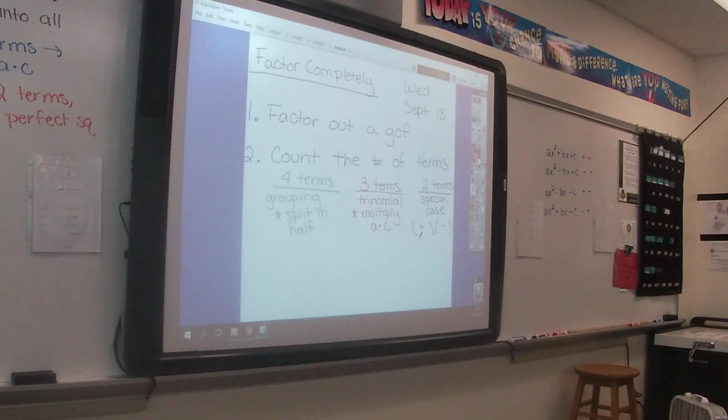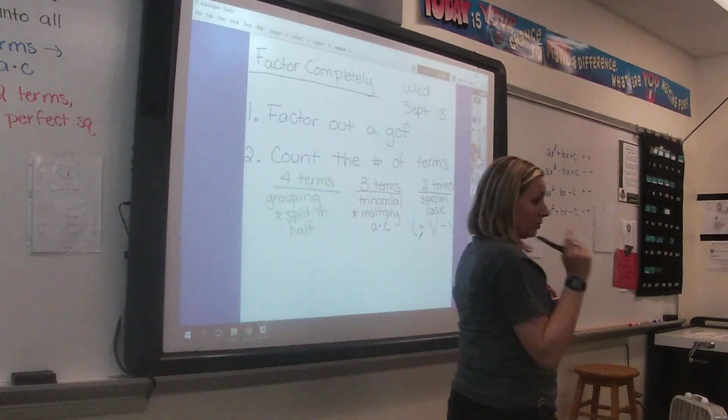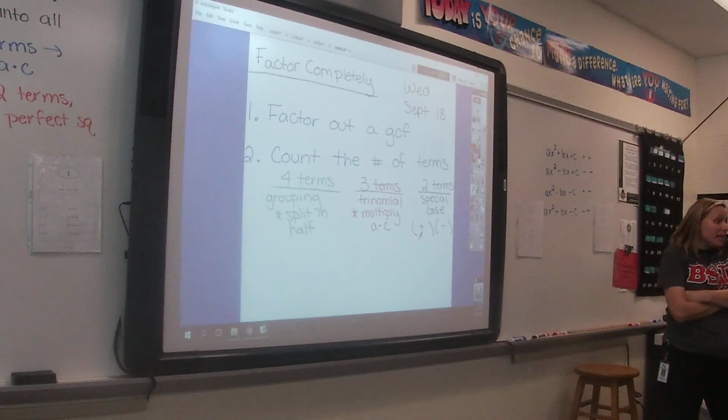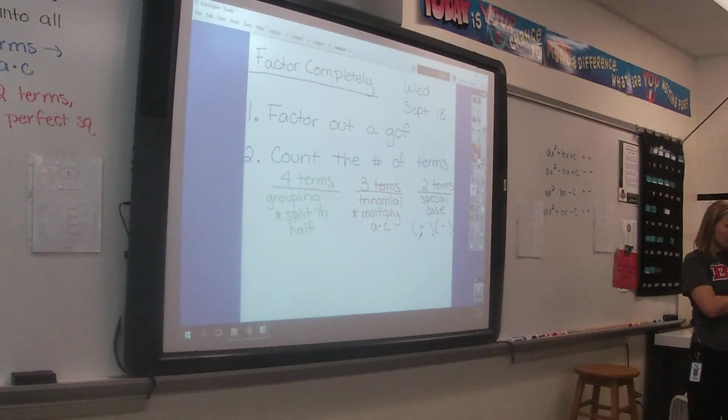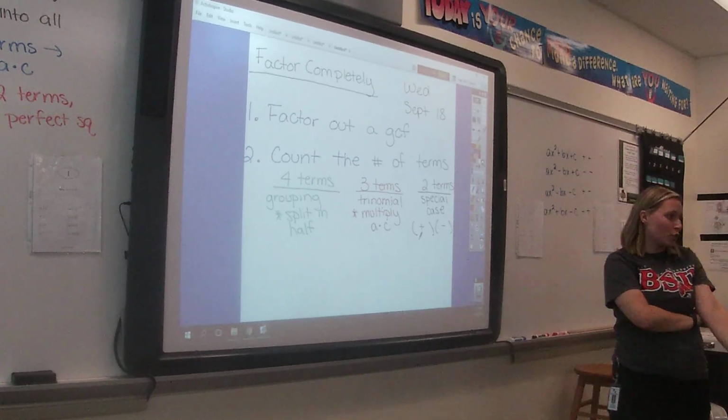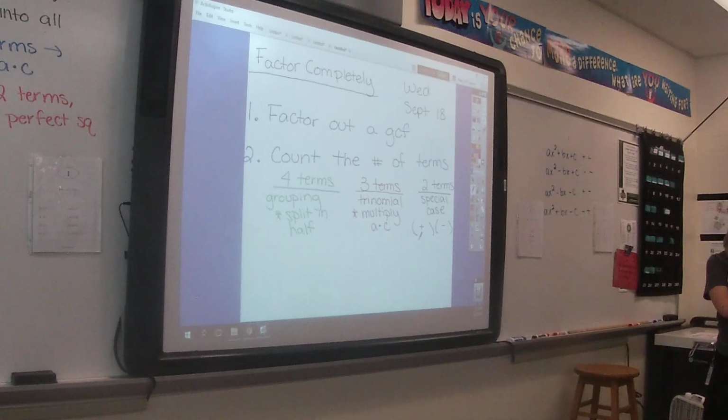Now, here is the key. Just because there are a certain number of terms does not mean that it is factorable. Okay, so just because you see 2 terms does not guarantee that it is a special case. It's still going to have to meet all the rules and requirements that we've been talking about for 2 weeks.